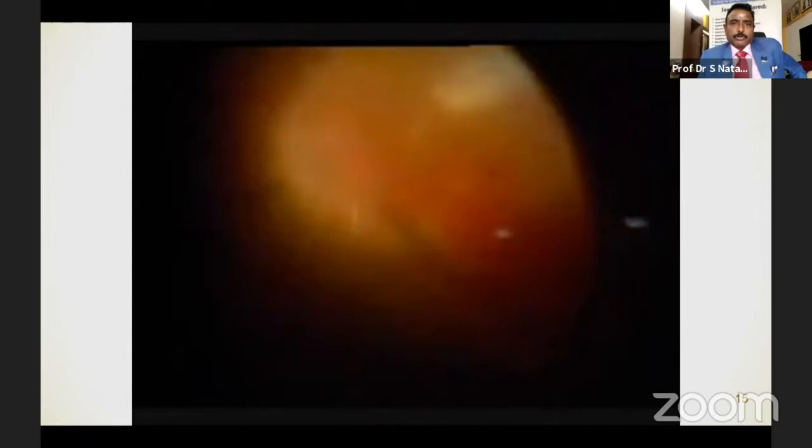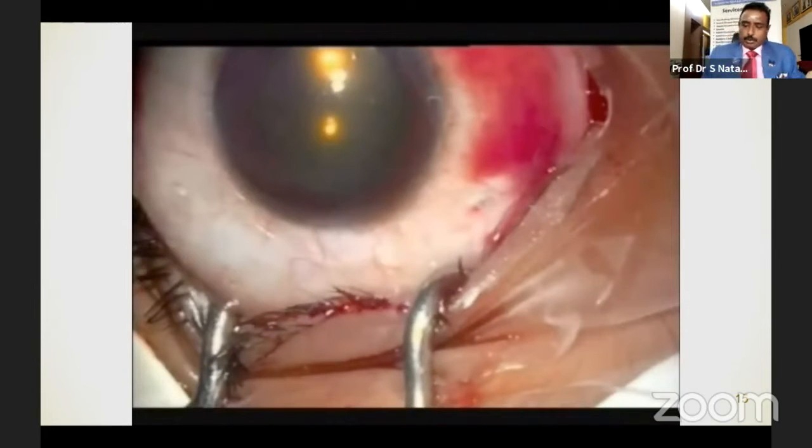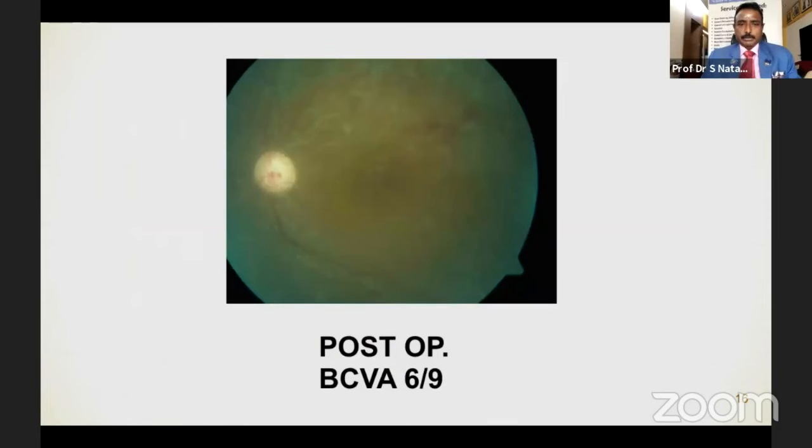and then do a fluid air exchange. Because repeated bleeding happens, you can see that the view is hazy, but you can do a thorough endolaser photocoagulation and replace the eye with gas. There is some nuclear sclerosis. We can wait and see. Usually the patient's vision improves.